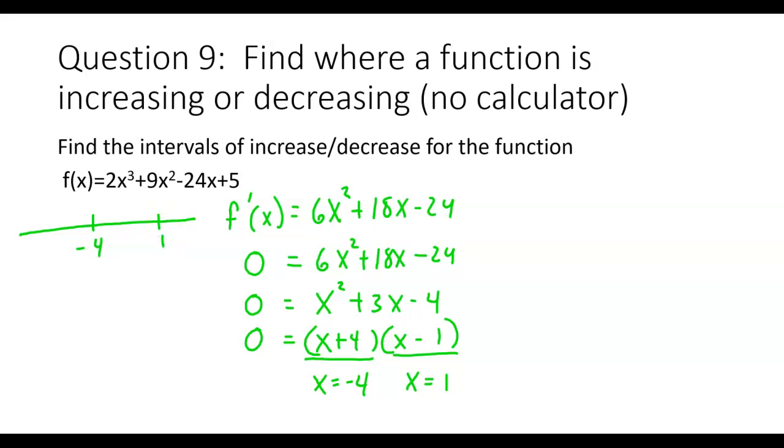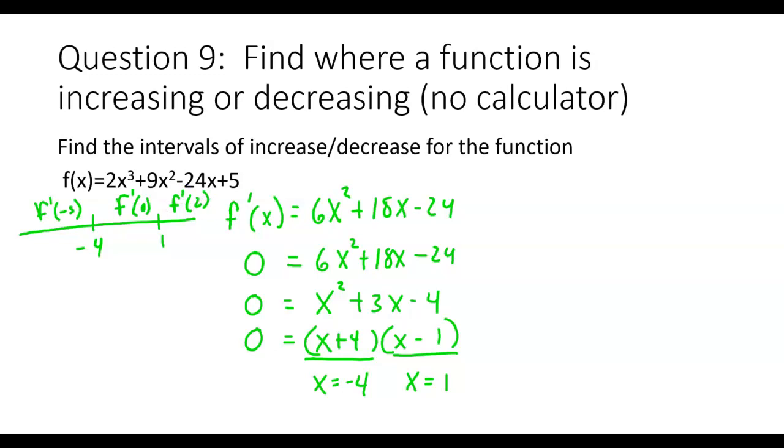So we're going to pick a number to the left of -4 and plug it into our first derivative to find out whether our function is increasing or decreasing on that interval. We'll pick a number between -4 and 1, and then a number past 1. And we'll see what we get.